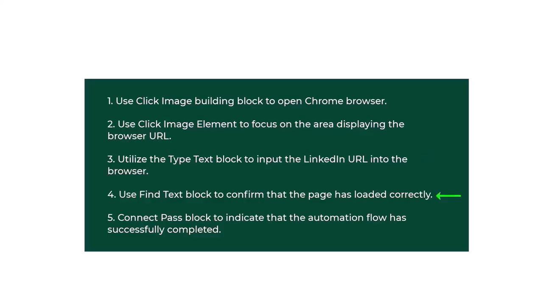Then, to capture text on the newly opened page, we will utilize the find text block, confirming that it has loaded correctly. At the end, we will insert a pass block to indicate that the automation flow has successfully completed this series of actions. We'll keep everything simple and easy to follow, so by the end of this video, you'll have your first automation running in a virtual desktop environment.